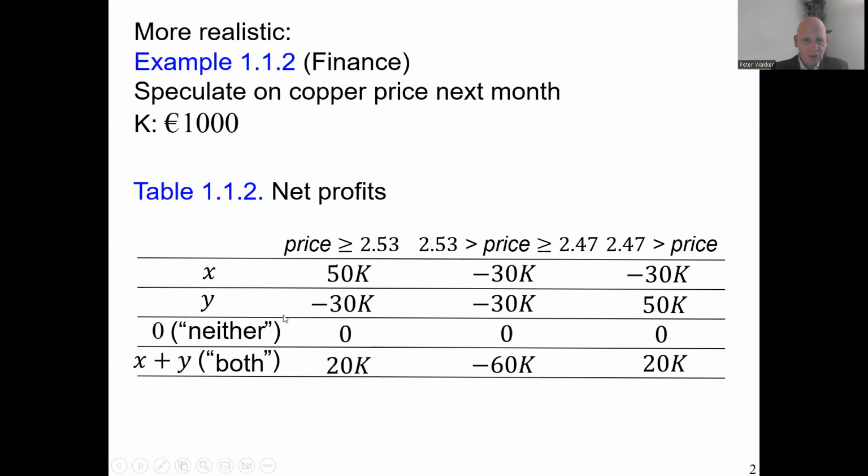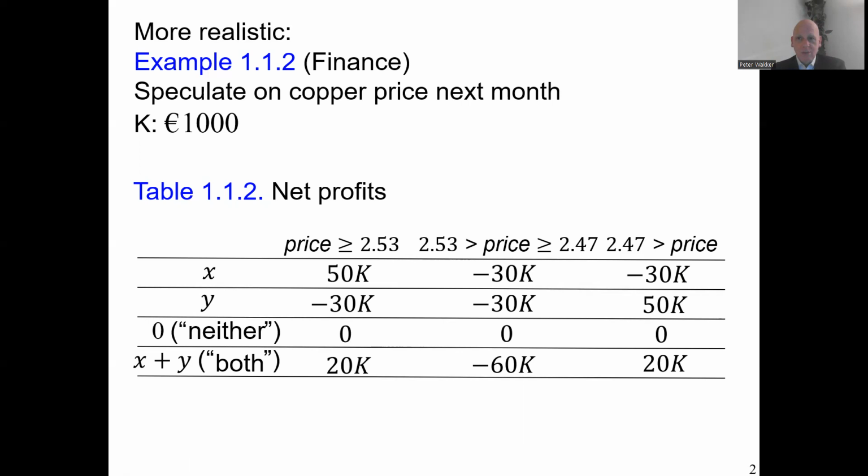And Y is the opposite. Y, you speculate on a low copper price. If it's below the threshold, you gain 50K. In the other case, you lose 50K. Let's assume that. Maybe you find it a bit strange again that we have these discrete events. Maybe you think it would be more natural if your profits would depend in a continuous manner on the copper price next month.